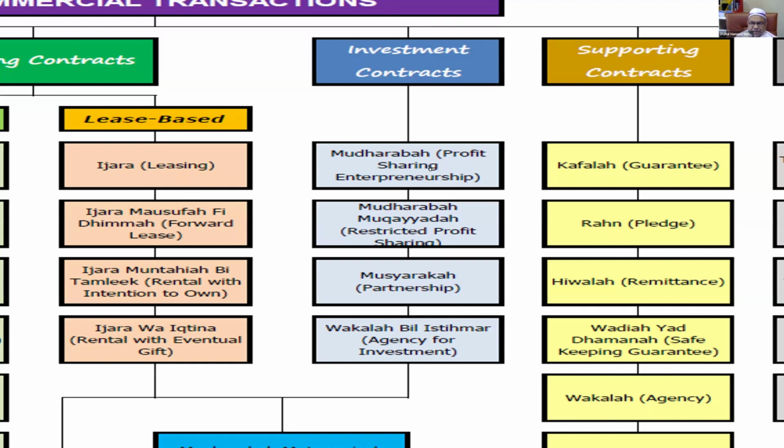So what happens here? But all the losses, if any loss occurs, only the Rabul Mal or the investor will lose. The Mudarib will not lose. They say because he loses his effort.